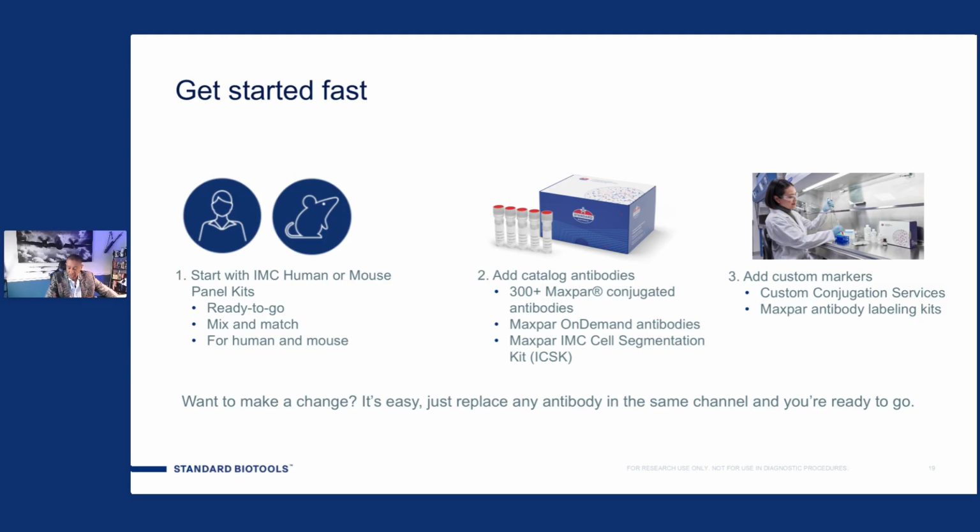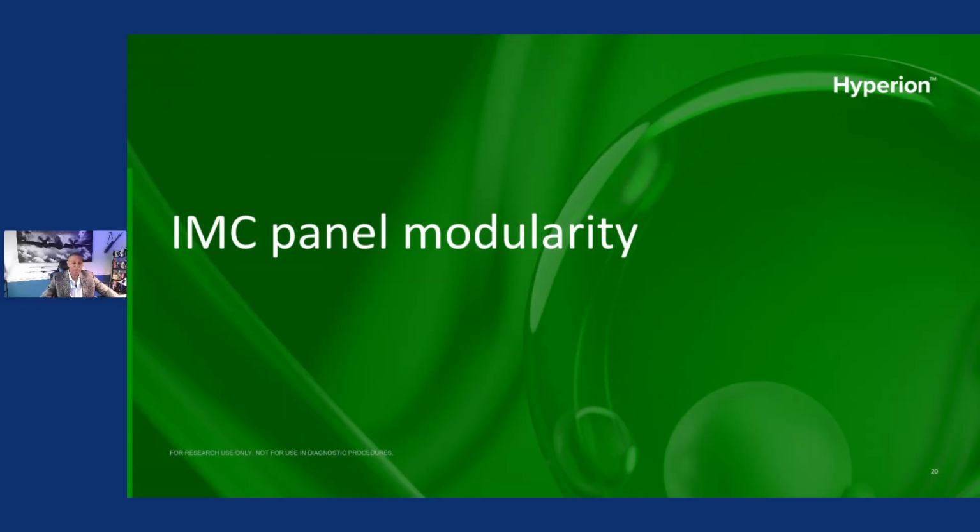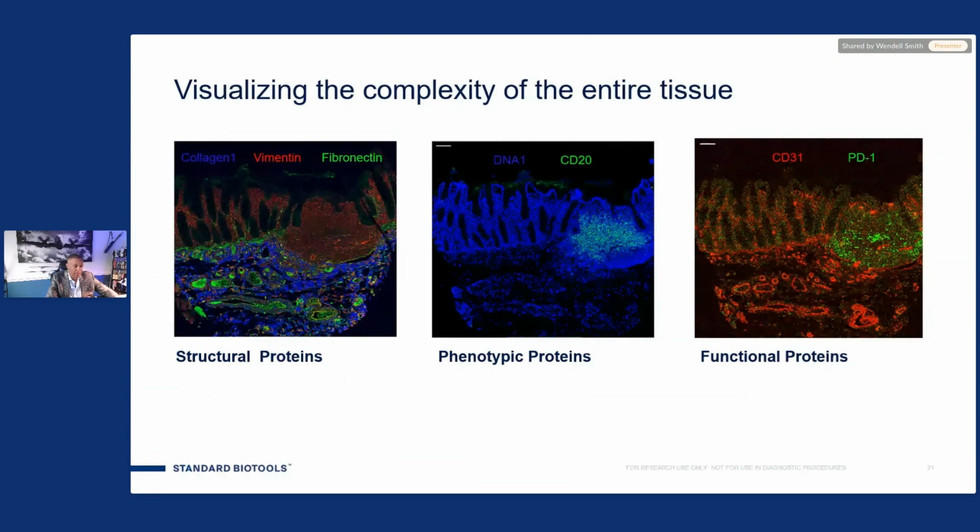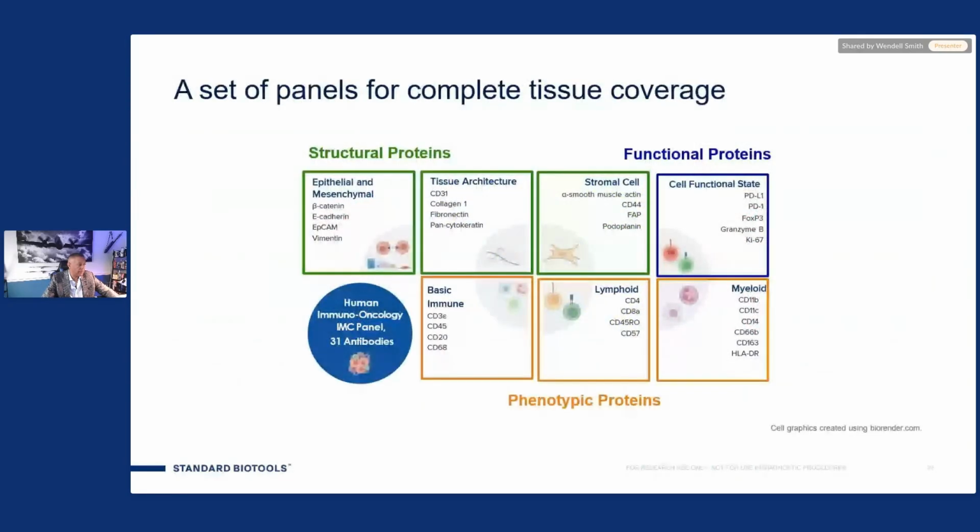So we've developed a number of different kits that allow you to move very fast into the high parameter space. Now, if you're building a panel, we want to make sure that we include markers for every area of biology, from structural to phenotypic to functional. When we design a panel, we keep all of this in mind. And so the first panel that I'm going to introduce to you is our human immuno-oncology panel, which is 31 markers. So if you're in the immuno-oncology space, we have a panel that is already by itself in high-plex.